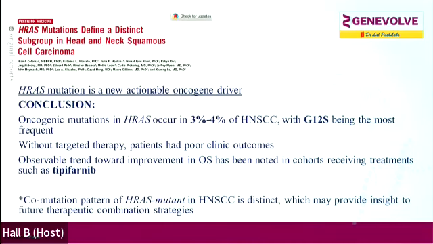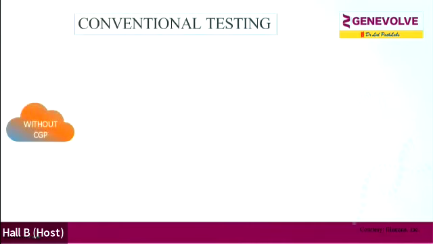The new kid on the block, HRAS mutation for head and neck squamous cell carcinoma, approved last month by the MD Anderson. G12S was the target. The cohorts which received tipifarnib had a better improvement in overall survival compared to the ones who did not get this therapy. However, there's a caution wherein a co-mutation pattern of HRAS mutant could be distinct, and obviously the co-mutations do provide us insight into various therapeutic combination strategies.